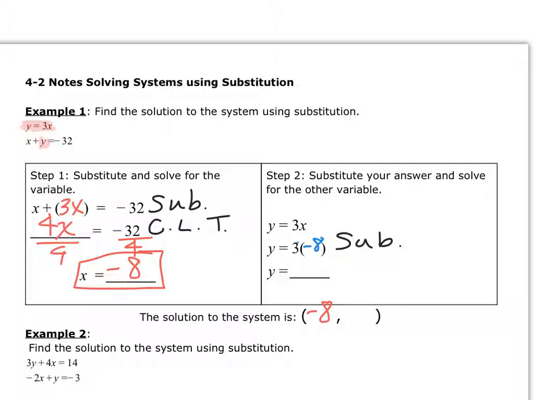All right. So then y equals, well, 3 times negative 8 is negative 24. We multiply. 3 times 8 is 24. And it's a negative times a positive, so we get a negative. So my solution here is going to be negative 8, negative 24.